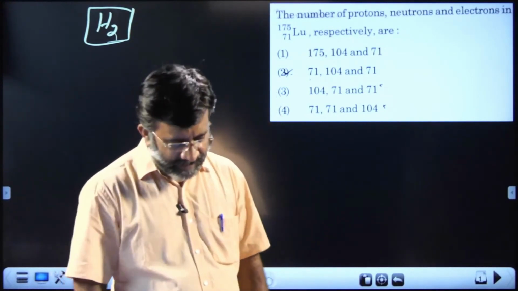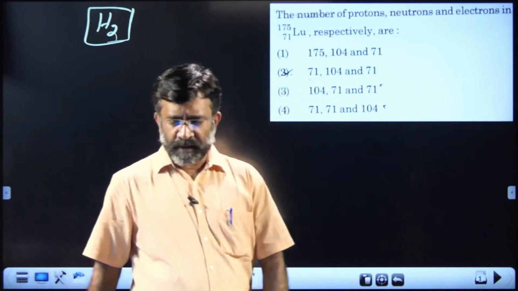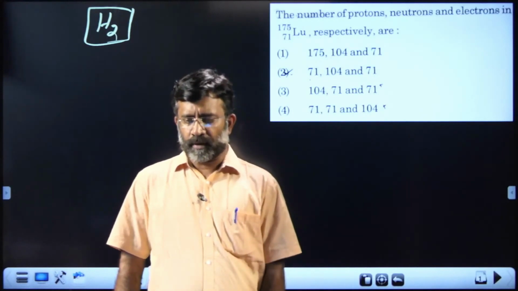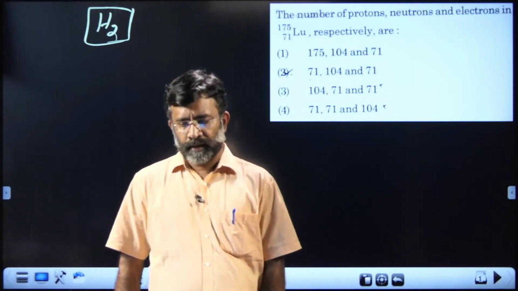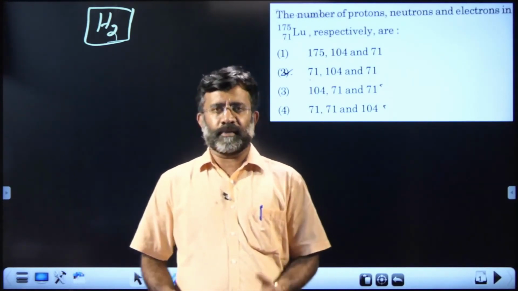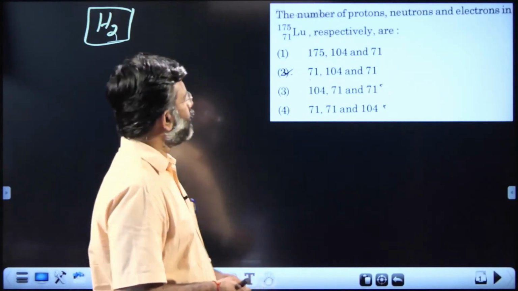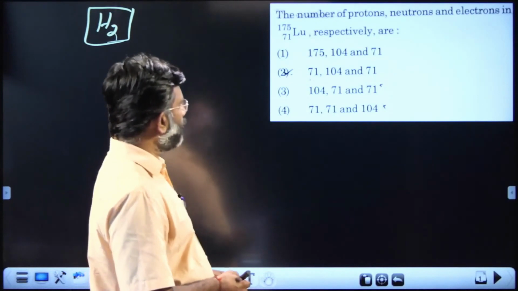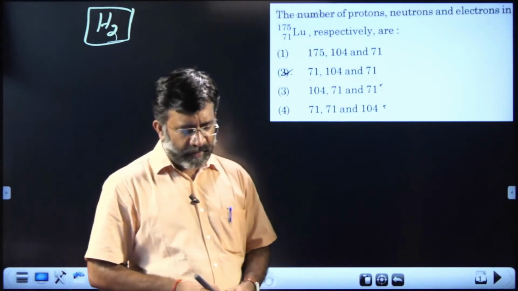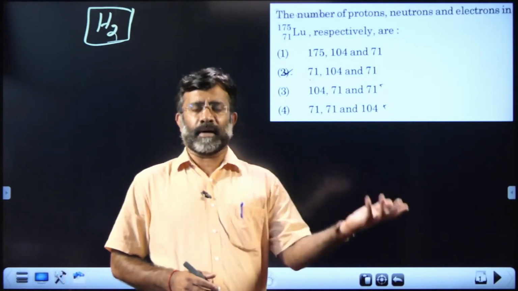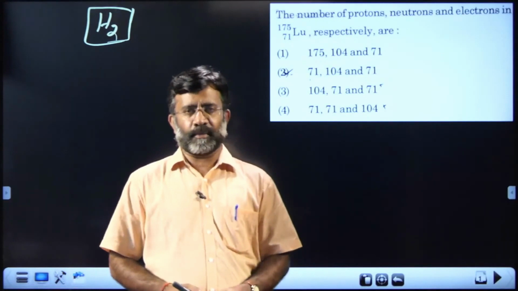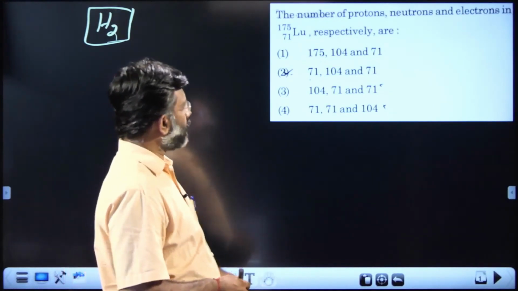So let's start. The first question: the number of protons, neutrons and electrons in the element given, lutetium 71 175. A very simple fundamental question to start with. The number of protons is the atomic number, 71 itself, and the number of neutrons is mass number minus 71. You get 104, and the number of electrons will be the same as the number of protons.